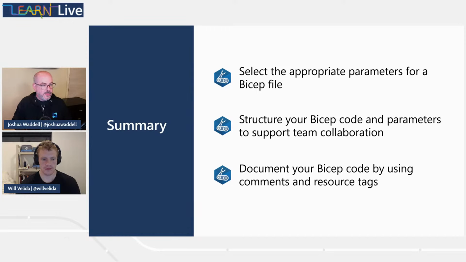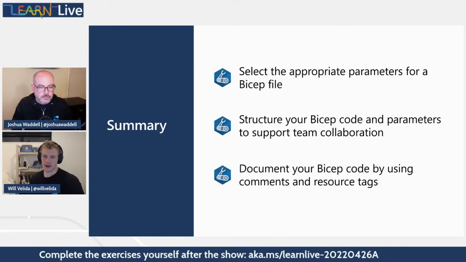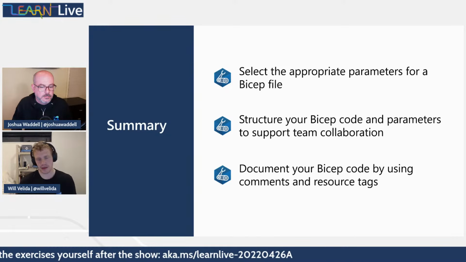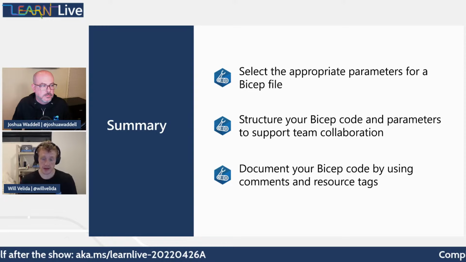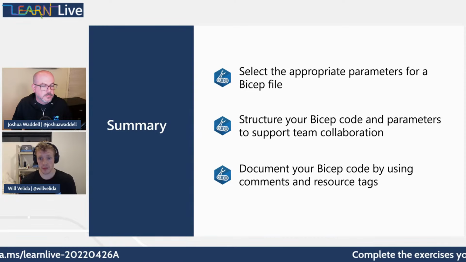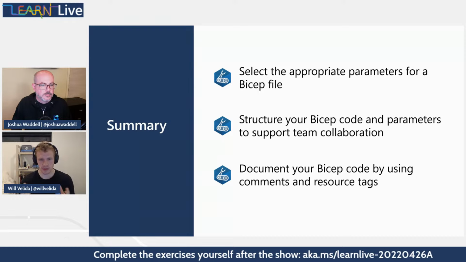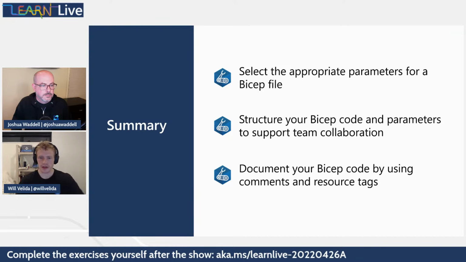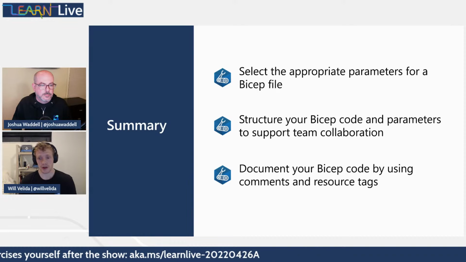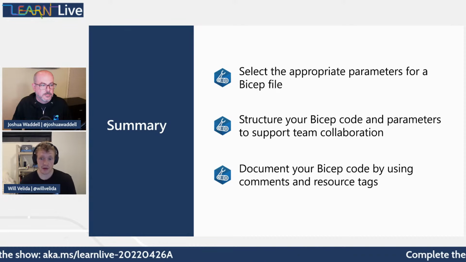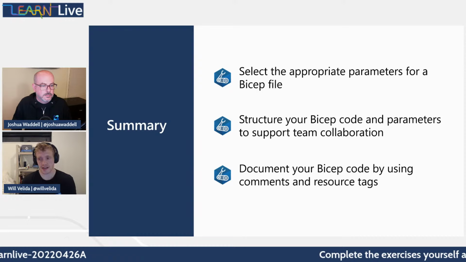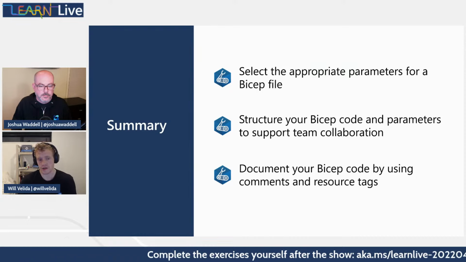So from a summary for today, Will, what did we go through today? We learned how to make our Bicep templates more flexible for other people to use. This includes selecting the appropriate parameters for our Bicep file, structuring our Bicep code and parameters to support team collaboration. We also learned how to document our Bicep code to make it self-documenting, by using comments and resource tags so we can help our teammates understand what our Bicep code does and what it's used for.